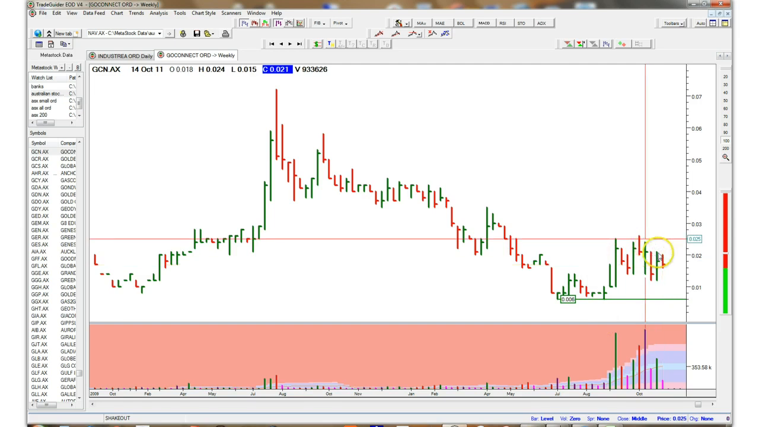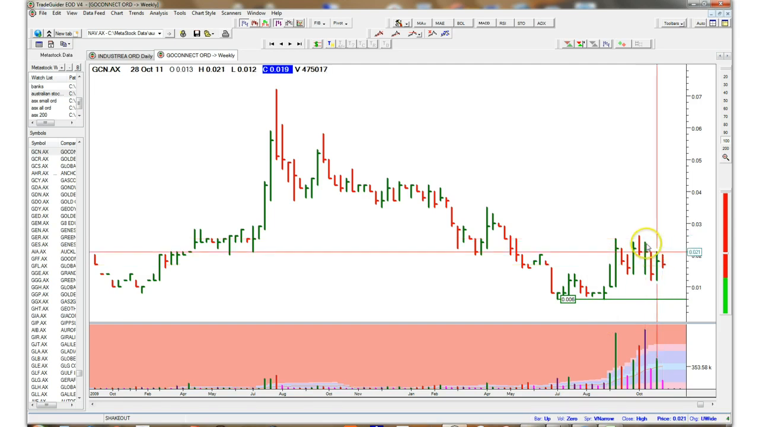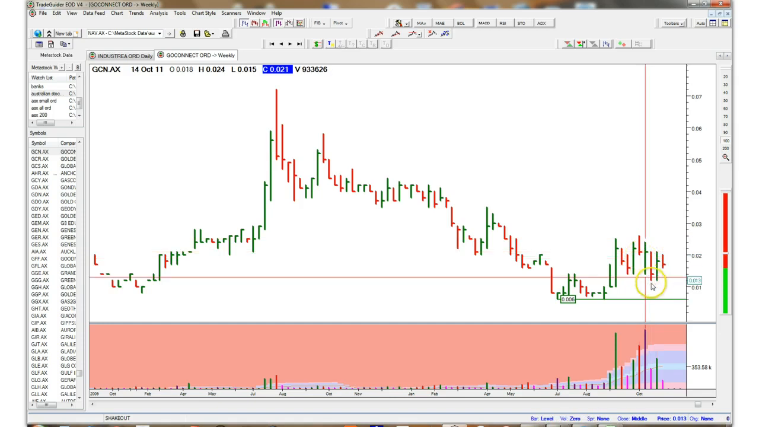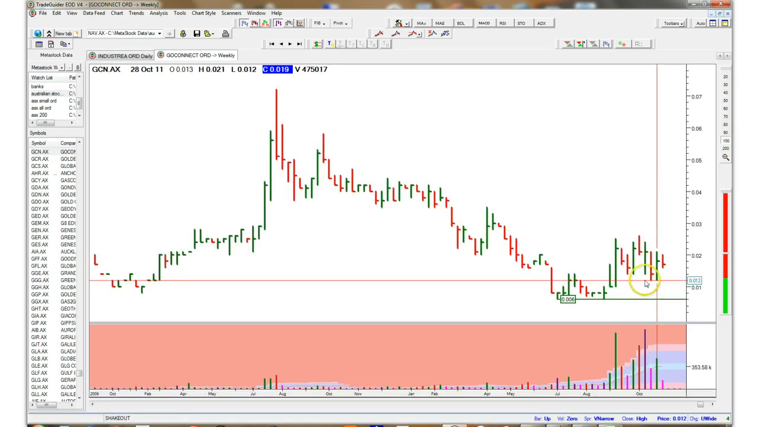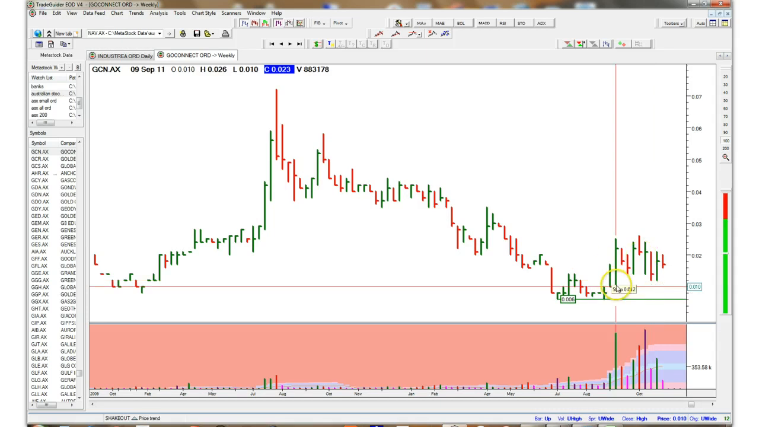But we are starting to get some lower highs and some lower lows on the weekly, except it's supported around the 1.2 there. And I think what you find is that it's trapped within the range of this high volume bar here, from 2.5 cents to 1 cent.